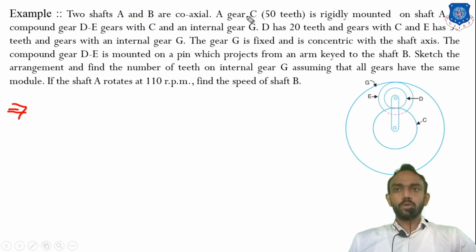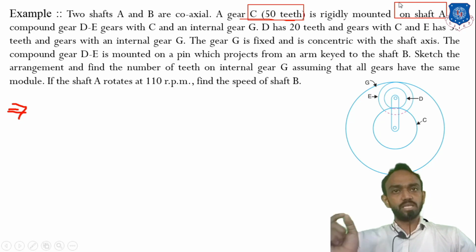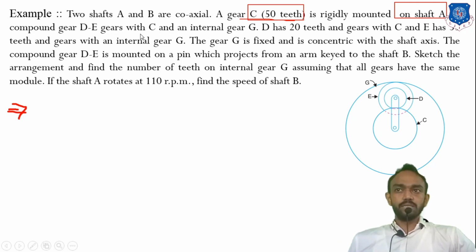Okay, gear C has 50 teeth, so we will write this down. C has 50 teeth. Rigidly mounted on shaft A means, remember that the RPM of gear C is equal to the RPM of shaft A. DE is compound, C and internal gear G. D has 20 teeth, okay. E has 35 teeth. Sorry, gear C.